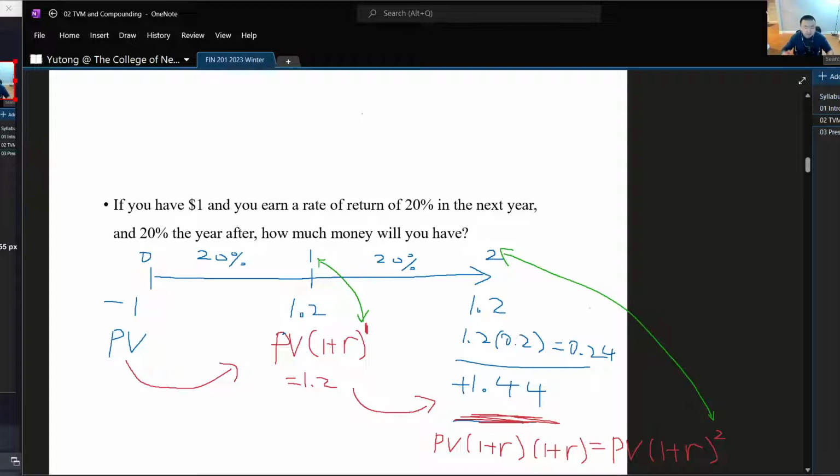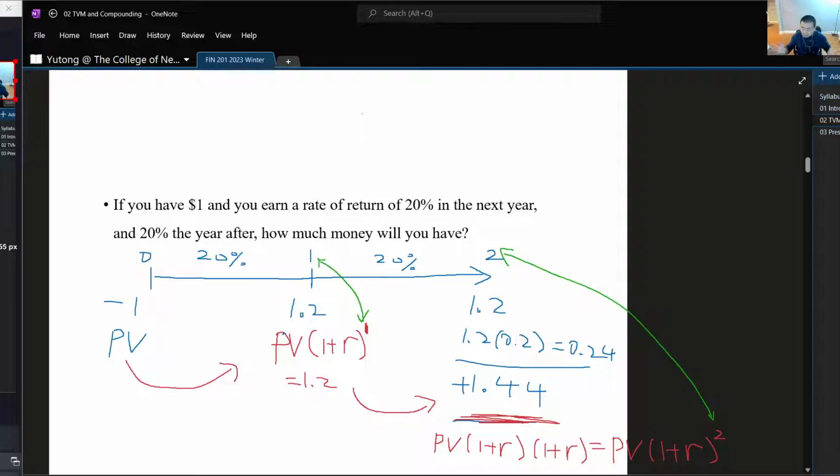But what you're effectively doing is raising it to the power of the time point you are calculating. So if you are calculating the future value of $1 two years from today, or two periods from today, you're going to raise it to the power of 2. If you're calculating the future value of $1 one period from today, or one year from today, you're going to raise it to the power of 1, right?